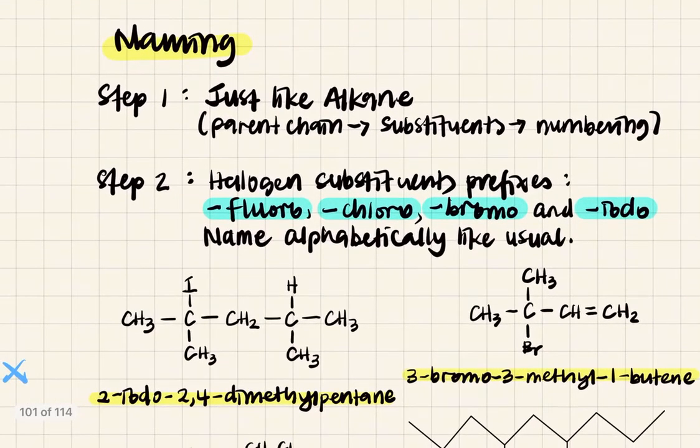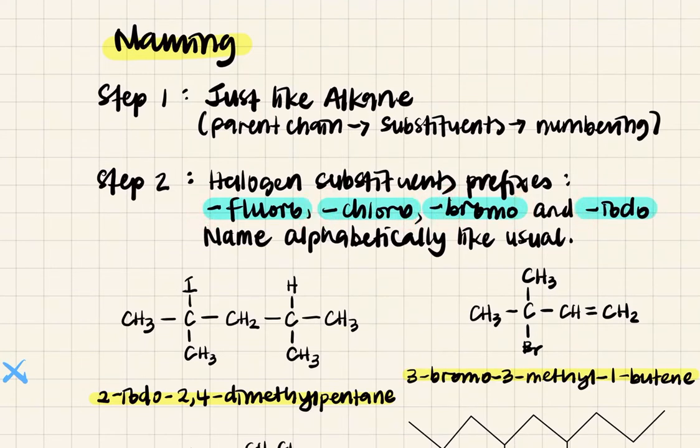Okay, so naming step 1 macam alkane je, awak tengok parent chain mana paling panjang and then awak circle your substituent. So macam mana numbering pula, kita akan start dari kanan ke kiri. Okay, beza dia bila kita ada F, kita guna fluoro, Cl, chloro, bromine, bromo, iodine, iodo. Okay, so name macam biasa je.